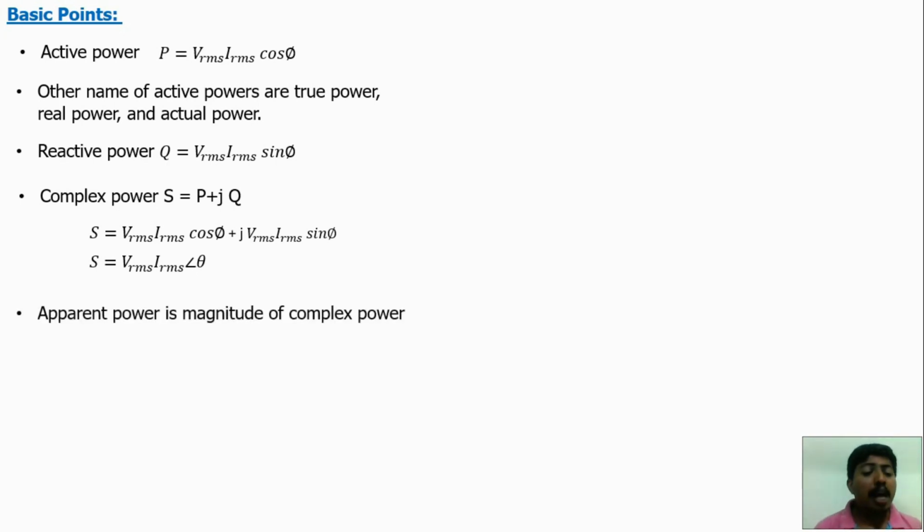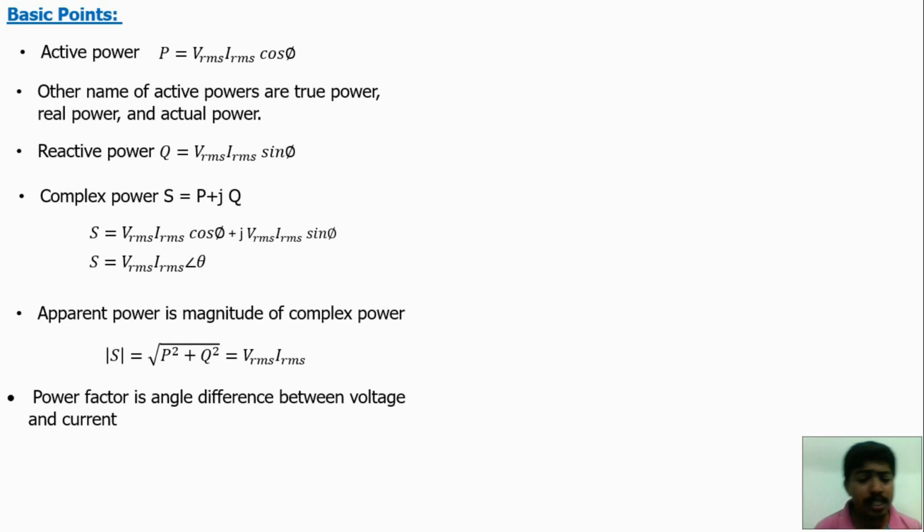The fifth point is apparent power. The apparent power is the magnitude of complex power. So the modulus of S, that means the magnitude of S, is equal to the root of P square plus Q square, which is equal to Vrms into Irms. Okay, next point, what is power factor? The power factor is the cosine of the angle difference between voltage and current.